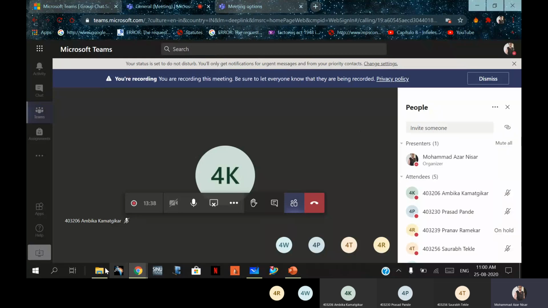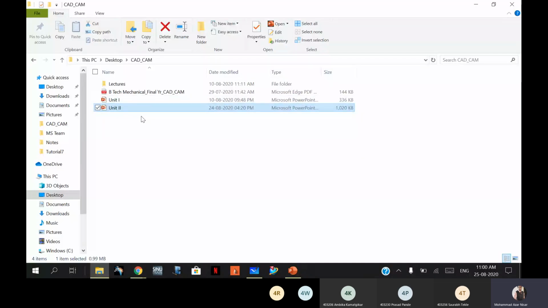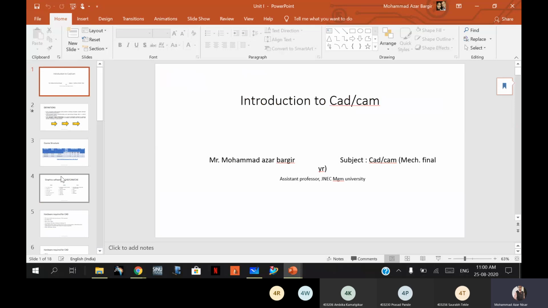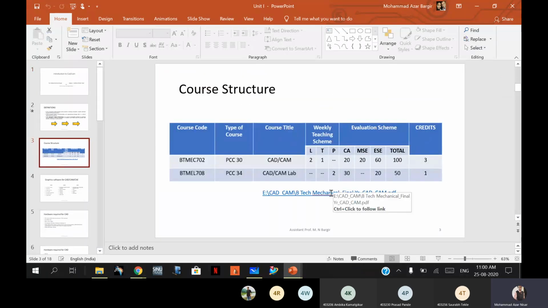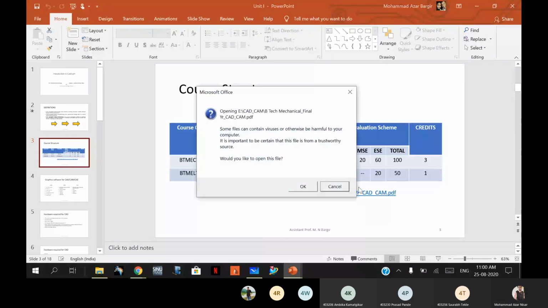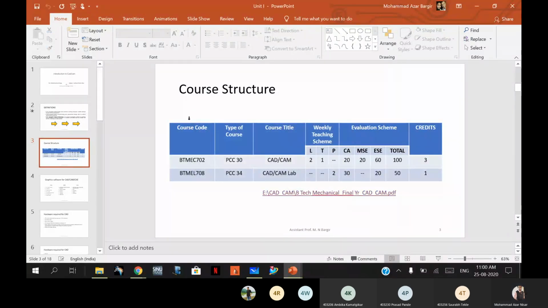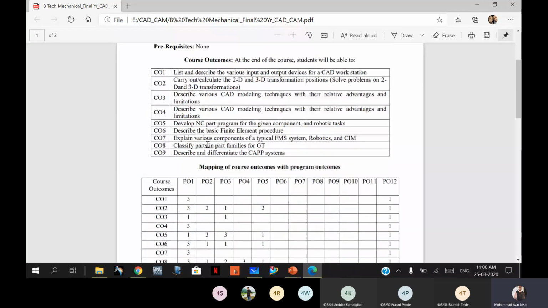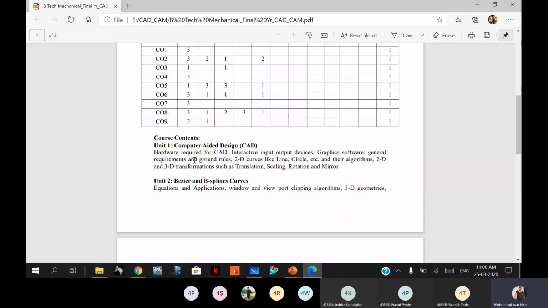Good morning, all. Today we are going to see our next topic, that is Bezier curve and B-spline curve. Previously we have learned about the introductory part. What are the graphics? We'll just revise that. In the previous topic, we have learned what the hardware requirements are.